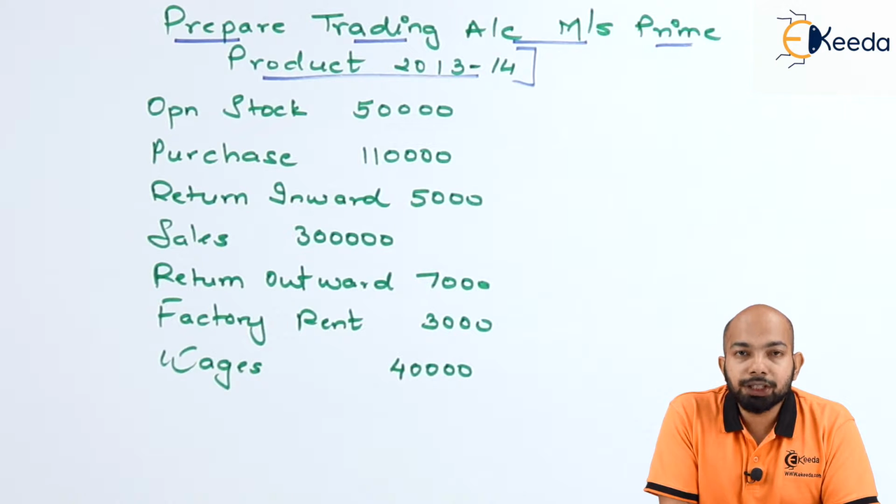When we talk about preparation of the trading account, I have mentioned a sum here. Now, we'll go through each item mentioned in the sum and prepare the trading account, which will help you analyze how the gross profit or gross loss is transferred to the profit and loss account. Let's go through the sum first.